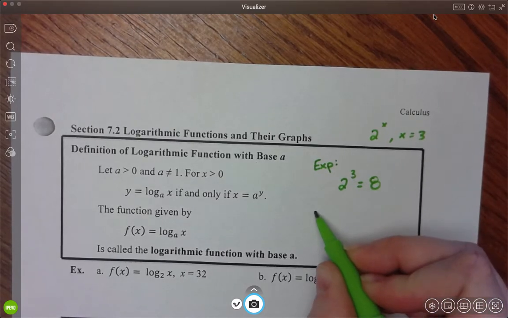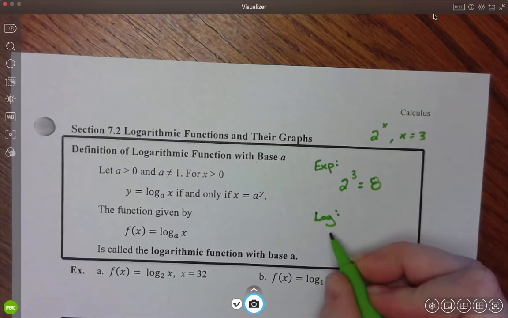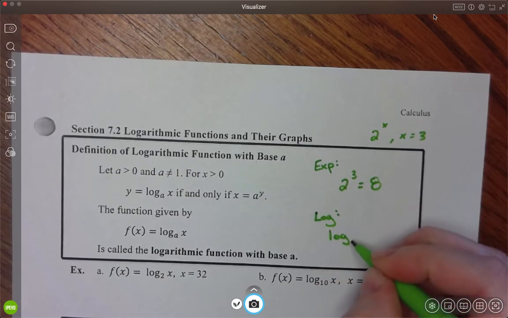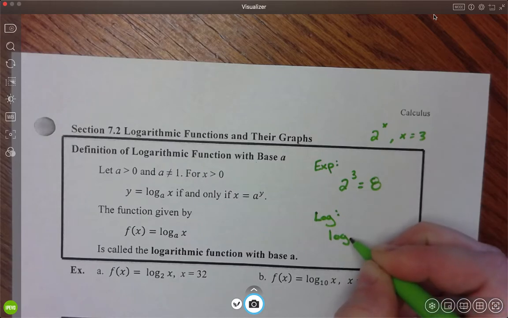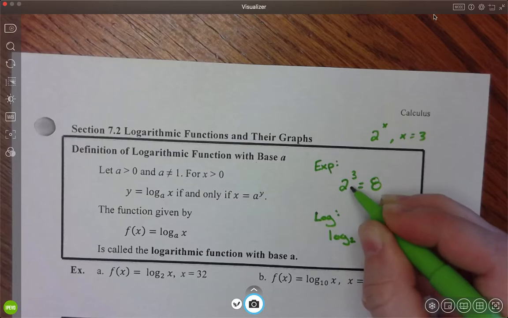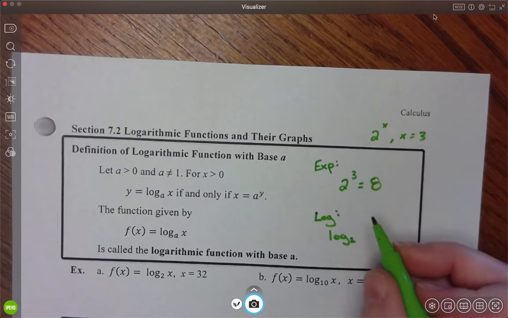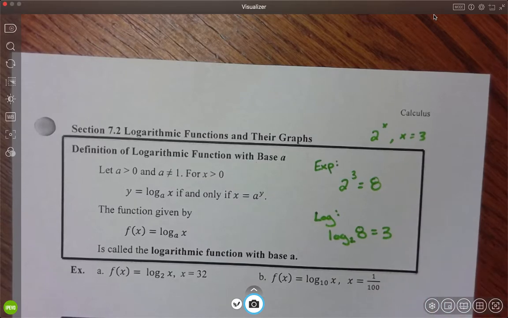If I want to make that into a log function, you first need to figure out what the base of your log is, kind of like the subscript. The base of the exponential function here is 2. The base of the log is also going to be 2. So that first number stays in the same spot. The second two numbers flip with each other. So the 3 and the 8 is going to be log base 2 of 8 equals 3. And that's what that's going to look like as a log.